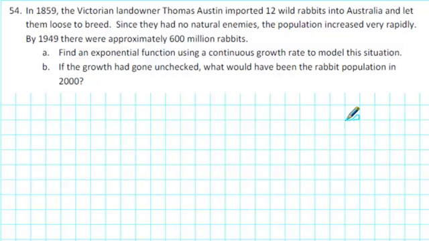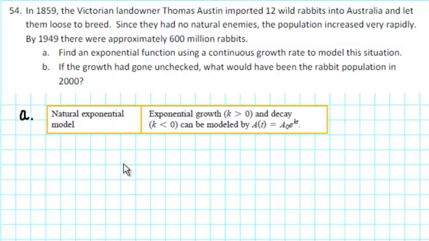Well, for part A, the first thing that we'll need to do is to recall the natural exponential model. The natural exponential model is A(t) = a₀ e^(kt), where a₀ is the initial quantity, and the absolute value of k is either the growth or the decay rate, depending on whether k is positive or k is negative.